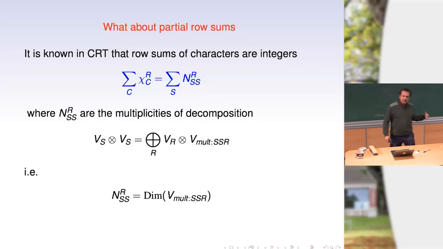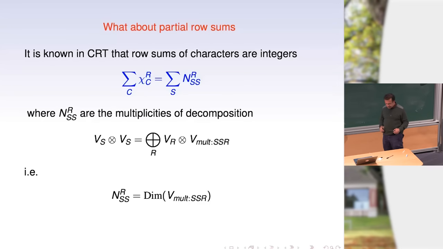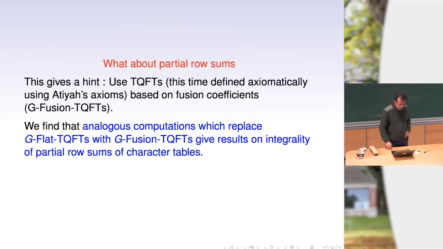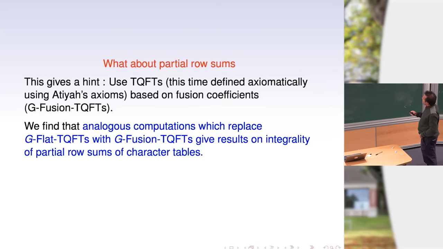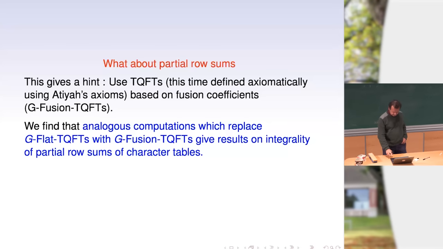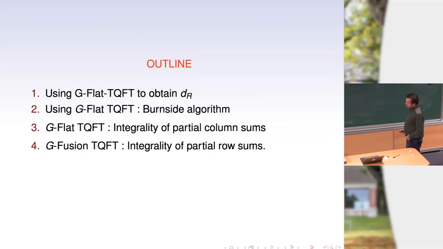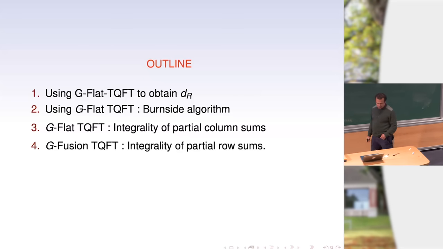So to get row properties, one has to look at fusion coefficients. Now this itself looks a bit like TQFT data, where the TQFT data is defined using fusion multiplicities. So indeed, one can define a TQFT, this time axiomatically, based on fusion coefficients, and we're going to call these G-fusion TQFTs. Using analogous computations, which replace G-flat TQFTs with G-fusion TQFTs, we're going to get similar integrality results for partial row sums of character tables. So that's the plan. First of all, how do we use G-flat TQFT to obtain the dimensions? How to make contact with the Burnside algorithm? And then integrality of partial sums along columns and rows.